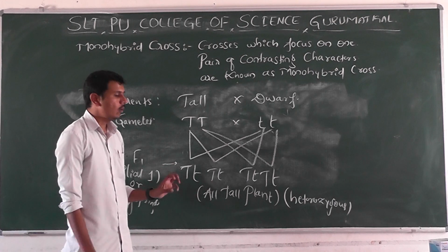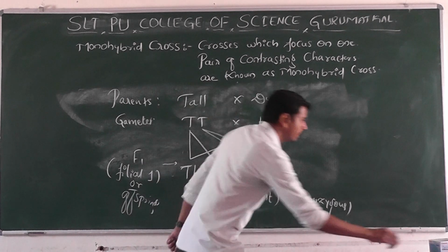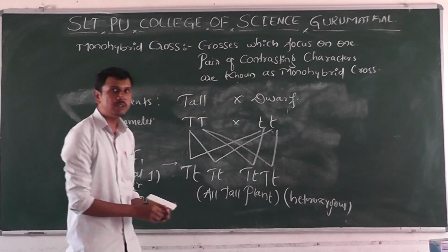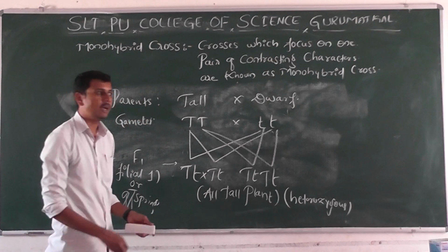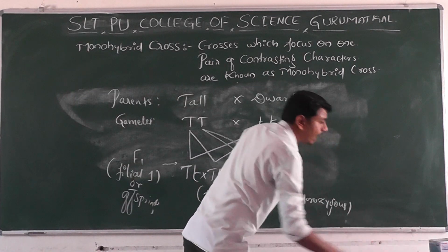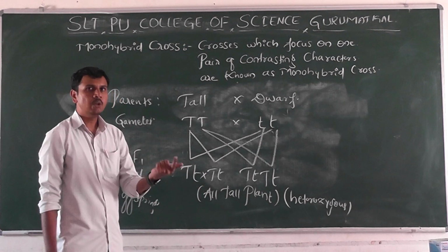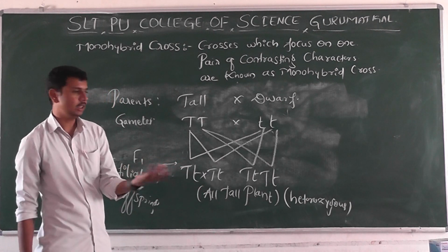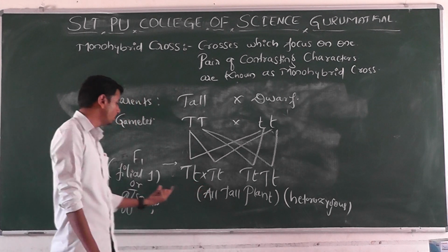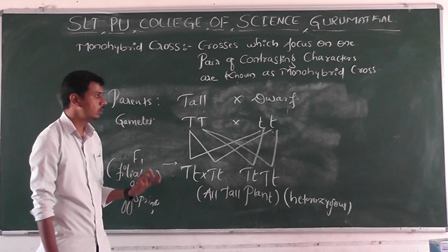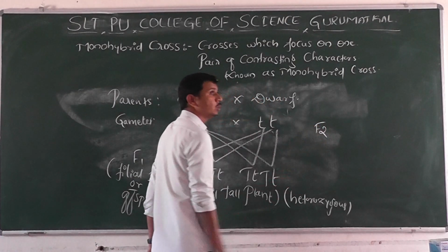Now for the F2 generation, what are we going to see? Here we are going to cross between two heterozygous tall plants, otherwise the F1 hybrid plants. In the case of the F2 generation we are going to cross between two F1 hybrid plants. Next we are going to see the F2 generation.